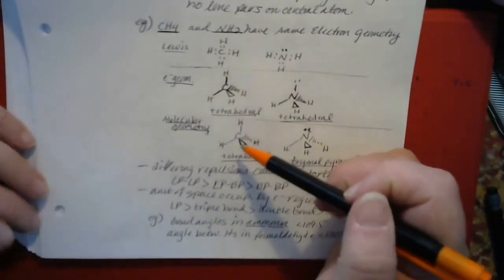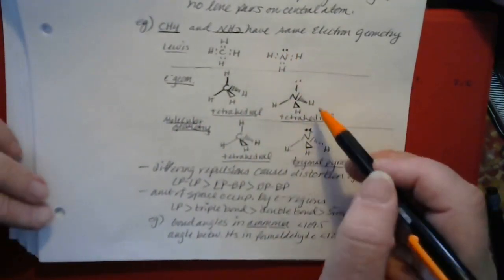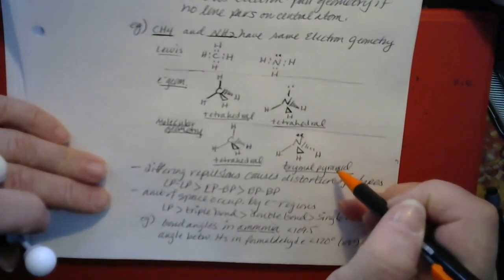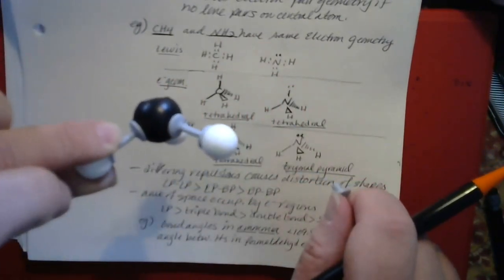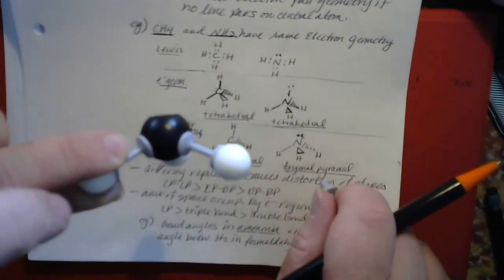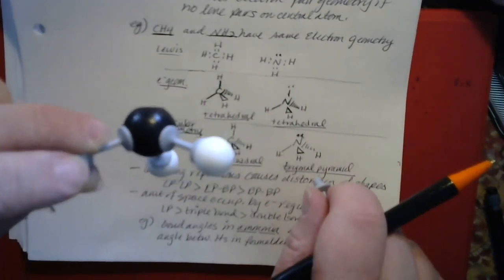So CH4, methane, has tetrahedral electron geometry and also tetrahedral molecular geometry because there are no lone pairs on the central atom. But in ammonia, there is a lone pair of electrons on the central atom, and so it has 4 pairs of electrons total on the central atom, just like methane does. So the electron geometry is tetrahedral, but the molecular geometry will be different because of that lone pair. And what you get when you remove one position from a tetrahedral geometry is trigonal planar, or it's a pyramid, sorry, trigonal pyramid. Trigonal planar is flat, trigonal pyramid is not.